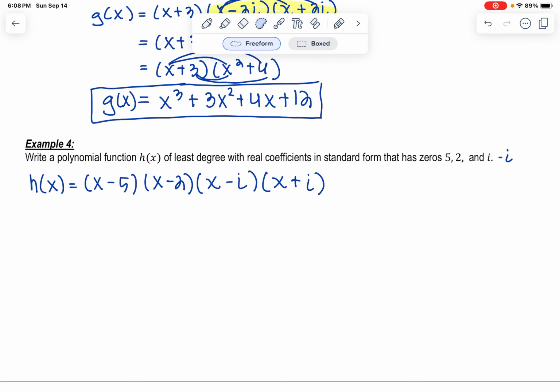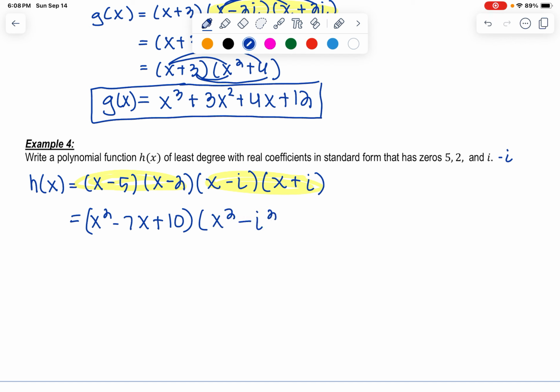Okay, so now I'm going to multiply this out. I'm going to multiply these two, and I'm going to multiply these two in my first step. So x minus 5 times x minus 2, that's x squared minus 7x plus 10. And then x minus i times x plus i is x squared minus i squared, which I can change that minus i squared to a plus 1. So we have x squared minus 7x plus 10 times x squared plus 1.